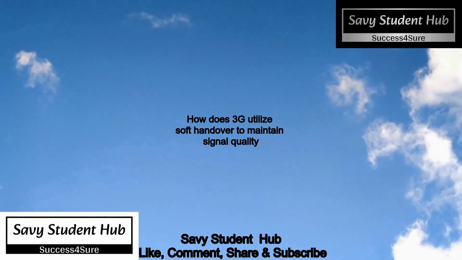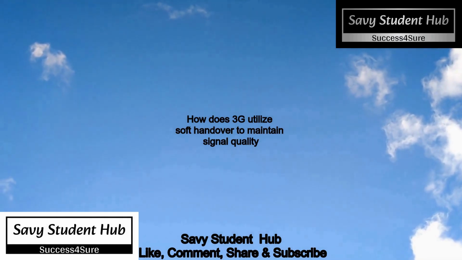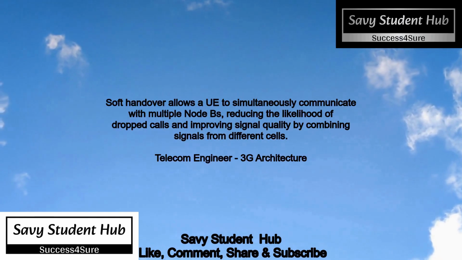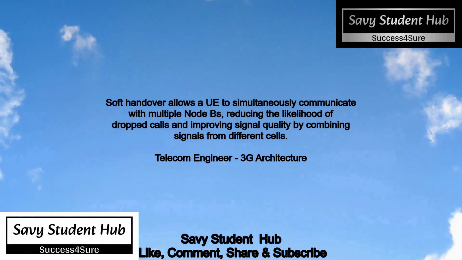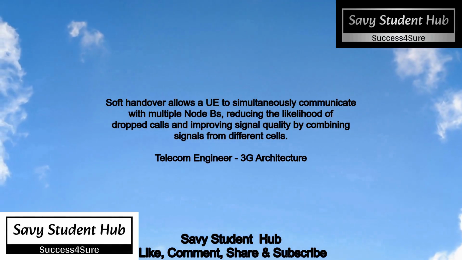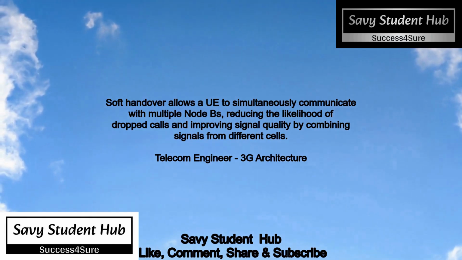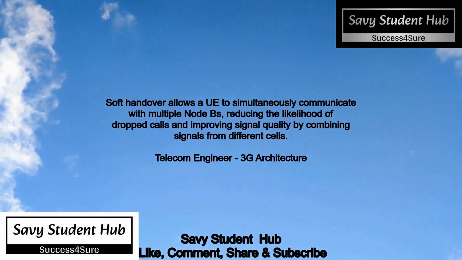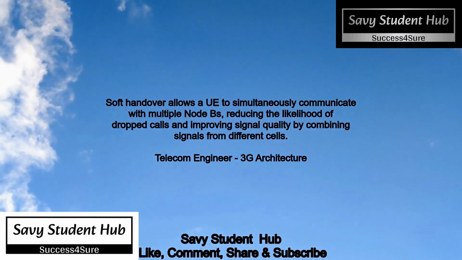How does 3G utilize soft handover to maintain signal quality? Soft handover allows a UE to simultaneously communicate with multiple Node Bs, reducing the likelihood of dropped calls and improving signal quality by combining signals from different cells.